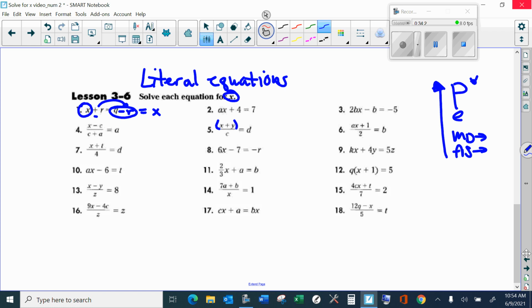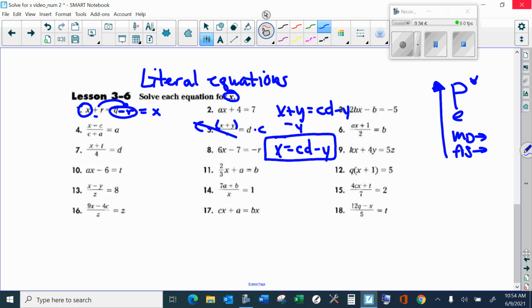Here, it says that divided by c. So what's the opposite of divided by? Times. So cancel that out. And now I have x plus y equals cd. And now the last step is to subtract the y across. So x equals cd minus y. Okay, that's your answer. So literal equations really make you understand the reverse PEMDAS process. You can't now just take your answer and plug it back in and have all these nice numbers to check.